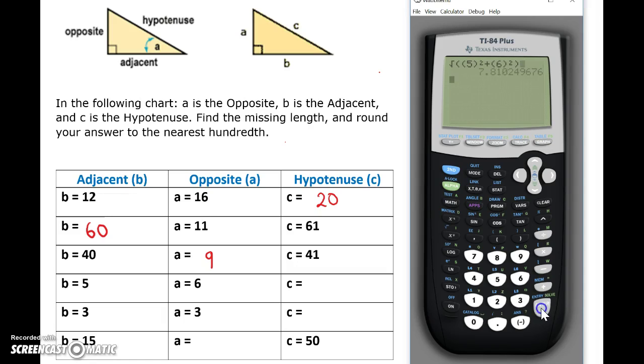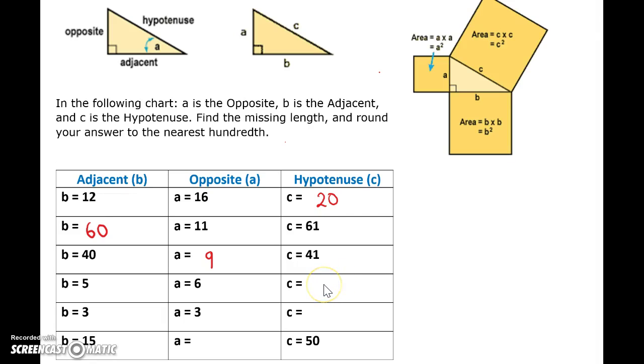5 squared plus 6 squared. Let's see what the answer is here. 7.81. Beauty. So for this one, we finally have something with a decimal place. So we'll do the value of 7.81. The third decimal place there is a 0, so we won't round up for that guy.